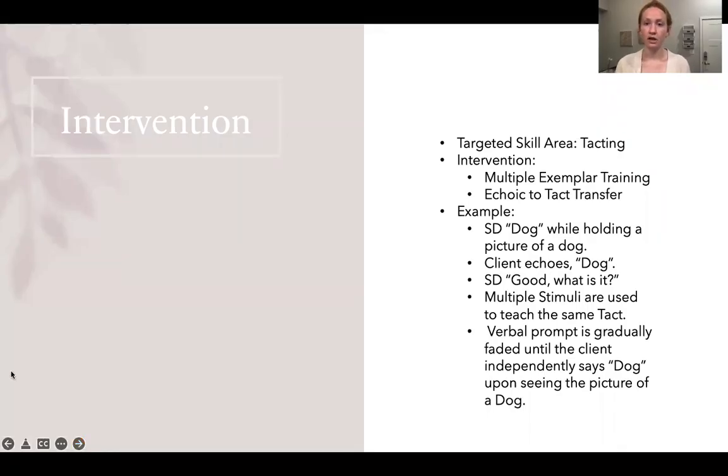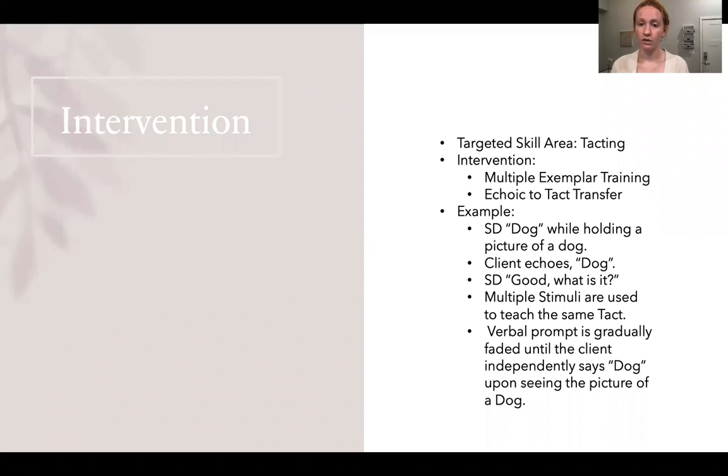So the intervention will be targeted at the skill area of tacting. The intervention used is multiple exemplar training, and this was also paired with an echoic to tact transfer. For example, an SD would be given, "Dog," while holding the picture of a dog. Client would echo, "Dog." Instructor: "Good, what is it?" Client: "Dog." Multiple stimuli would also be presented to teach the same tact. So if we are teaching dog, we're going to show multiple different stimulus cards, all with different pictures of dogs.